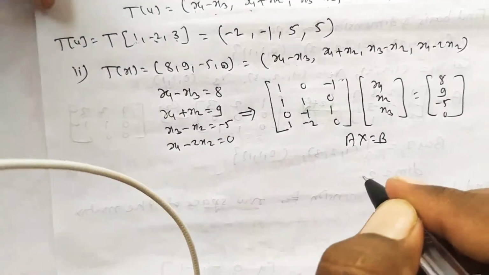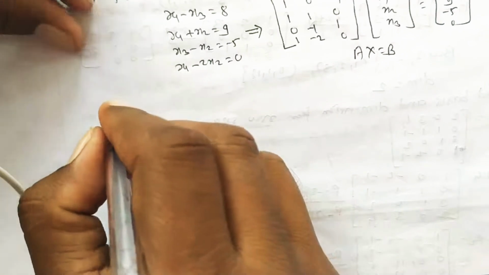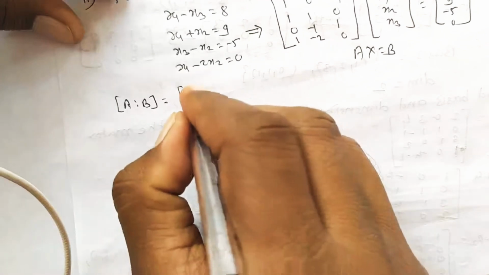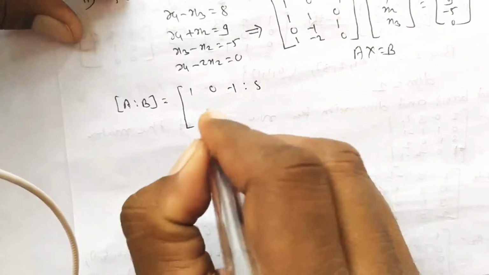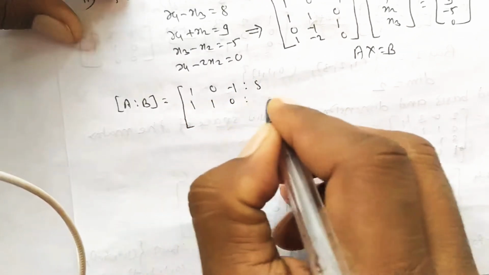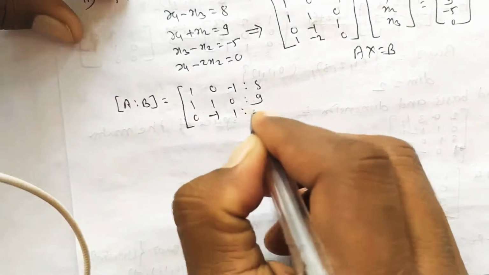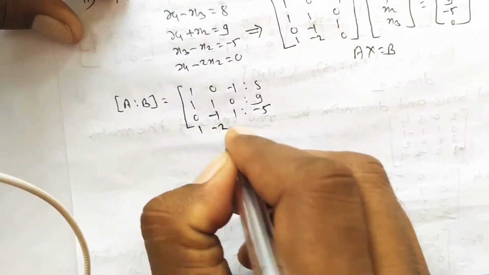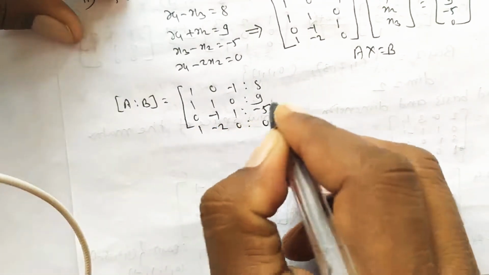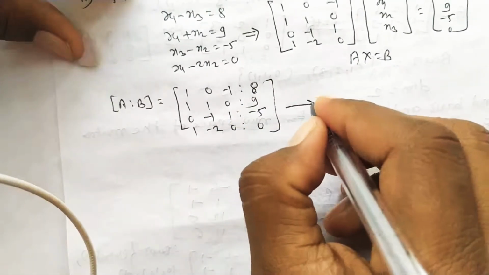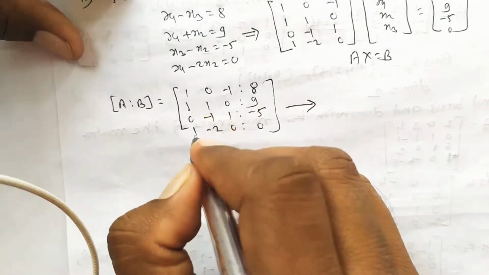Now we have to take the augmented matrix AB here and reduce that matrix to canonical form to find x1, x2, x3. So if we consider the augmented matrix AB, it is 1, 0, minus 1, 8; 1, 1, 0, 9; 0, minus 1, 1, minus 5; 1, minus 2, 0, 0. Now we have to reduce this matrix to canonical form using only elementary row operations. So we want 0 here, 0 here.